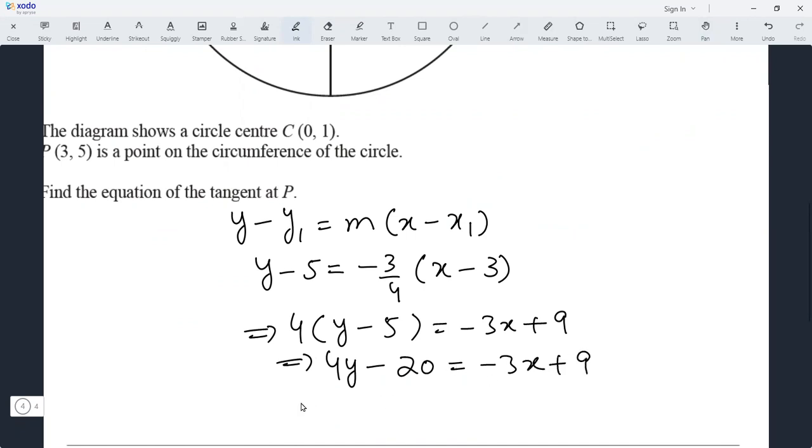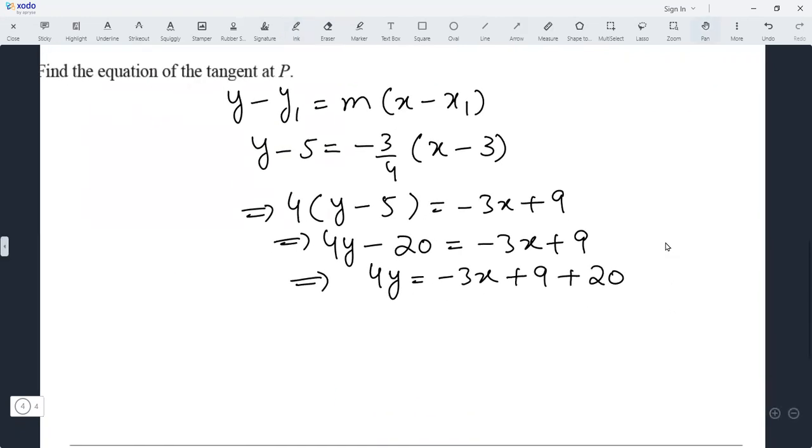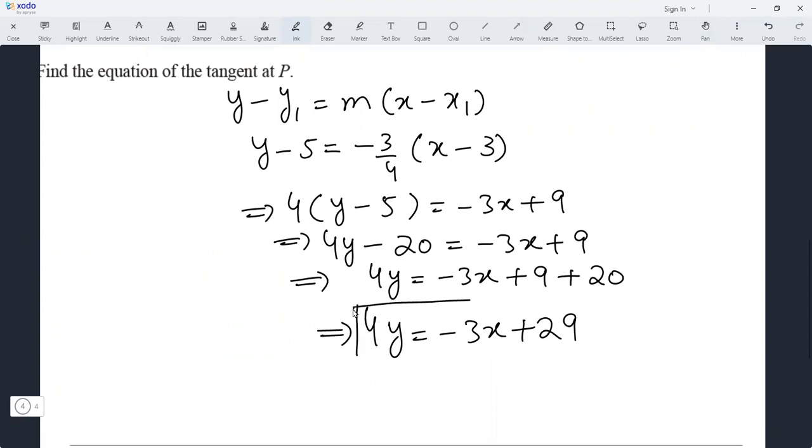Bringing the constant to the other side, 20 will be brought onto the other side. So it becomes negative 3x plus 9 and plus 20. The sign will be changed. So 20 plus 9 will be 29. So 4y equals negative 3x plus 29. This is the final result. This is the equation of the tangent at P.